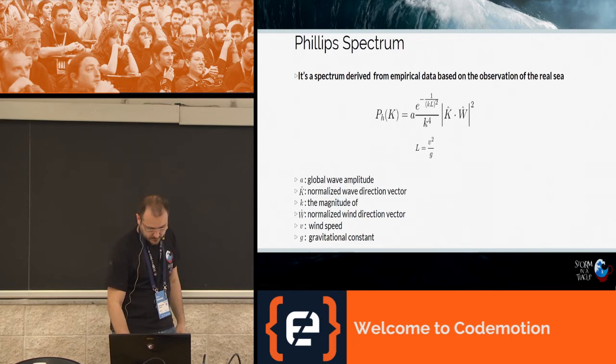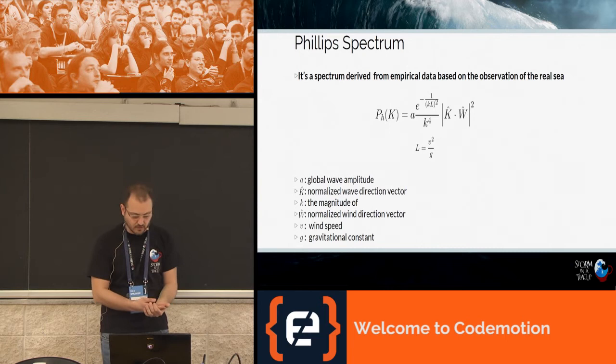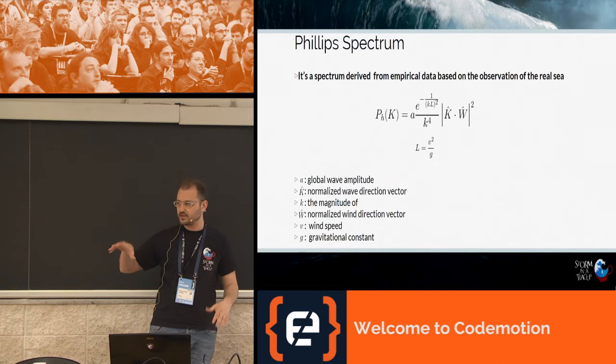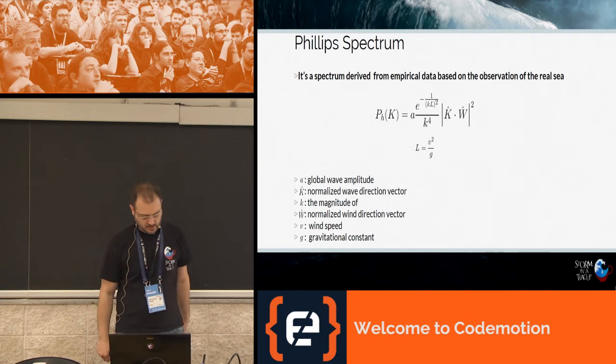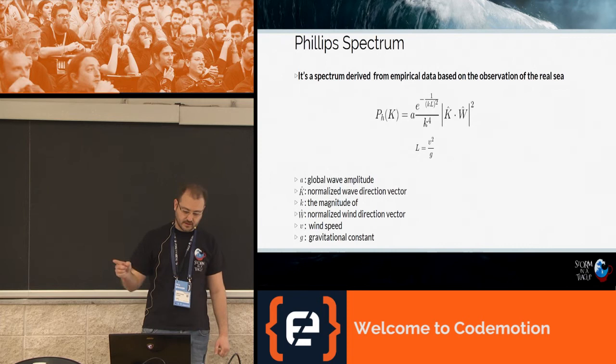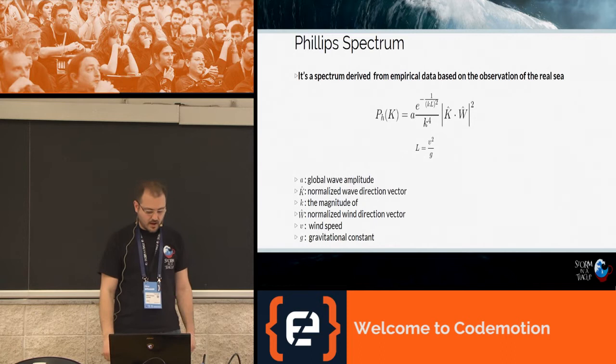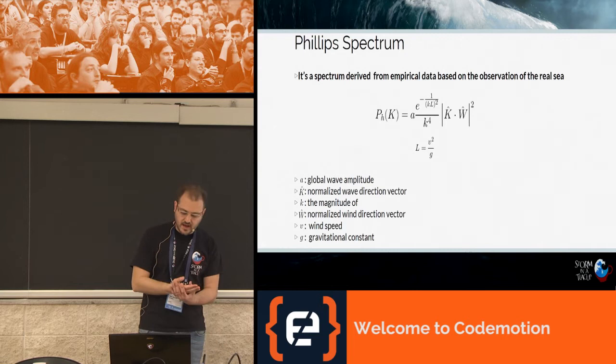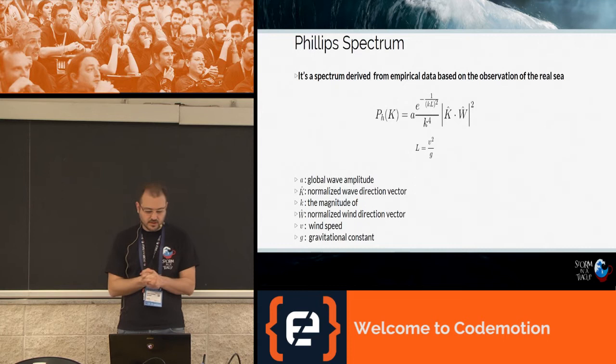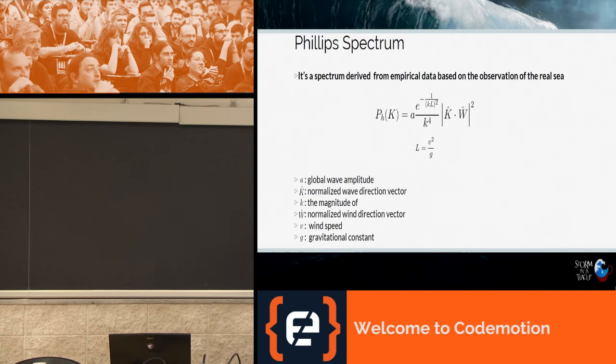So, next, the Phillips spectrum. Let's break it down and try to understand what this spectrum is made of. This spectrum is made from a global wave amplitude, which is the amplitude of the overall wave in the wave height field. And we have the normalized wave direction vector, which is k, not tilde, the wave vector, I don't remember the name, anyway. And then we have the magnitude of that vector. And then we have a normalized wind direction. We also have the wind speed, which is V, and the gravitational constant, obviously. And as you can see, all these terms interact together in that expression there.